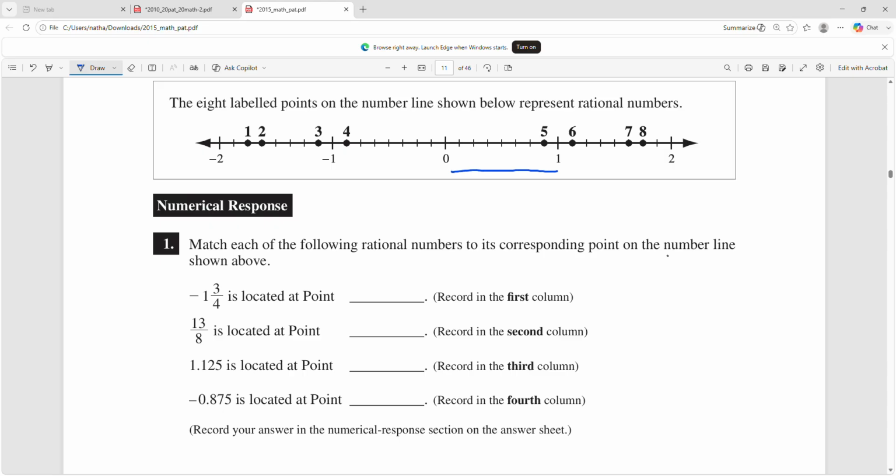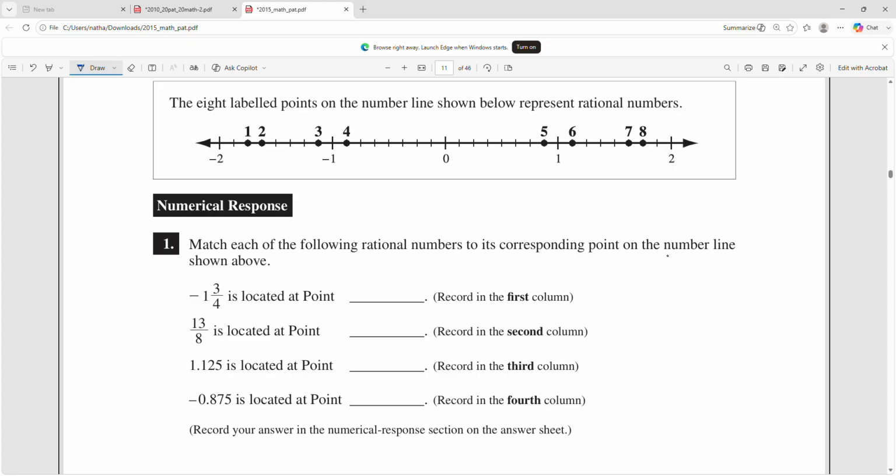So look at our number line first, from 0 to 1. Let's count how many divisions we've got. 1, 2, 3, 4, 5, 6, 7, 8. Okay, so it's good to know that each one of these spaces is 1/8. That'll help us locate our answers on the number line.